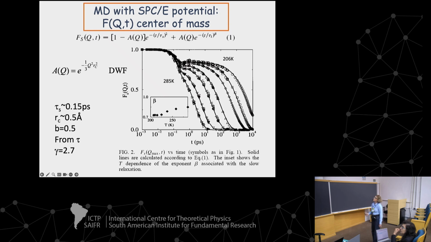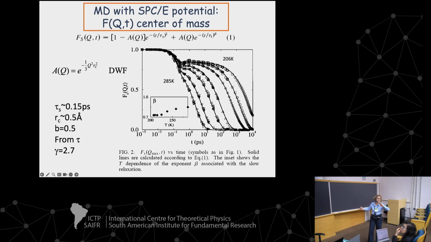From A of Q, we can extract the radius of the cage, because it's the expression of the Debye-Waller factor. If you studied it in solid-state physics, the Debye-Waller factor is a factor in which intervenes in the phonon the particle that is vibrating in this harmonic potential. So the rattling of the cage can be thought of as a vibration in a harmonic potential. So the Debye-Waller factor has this expression.